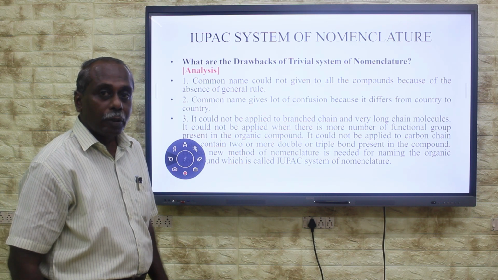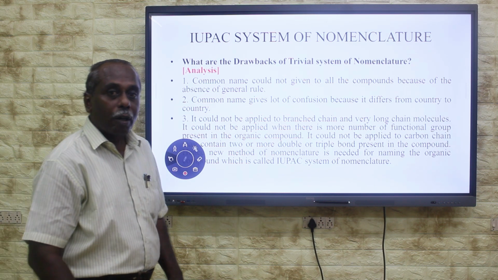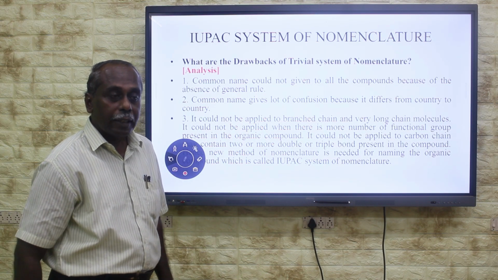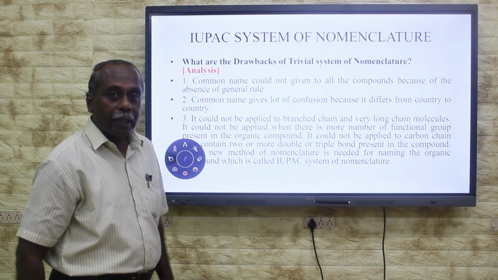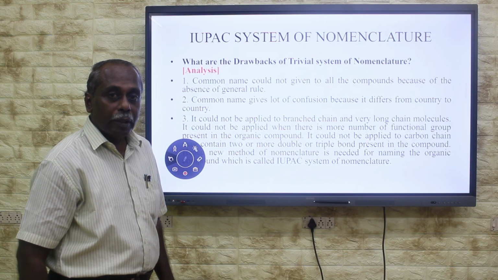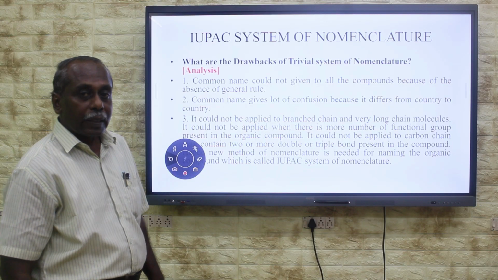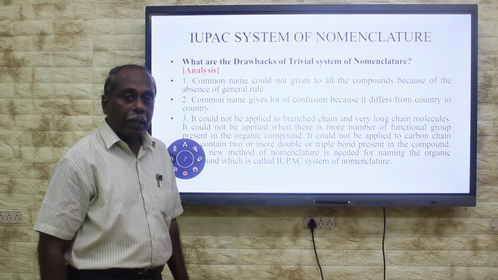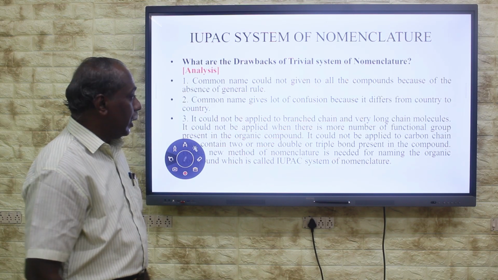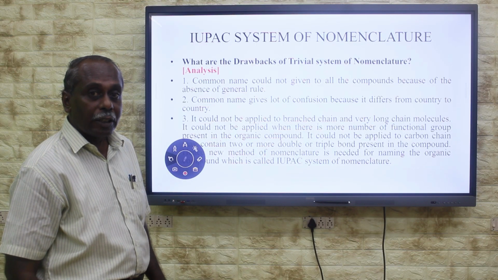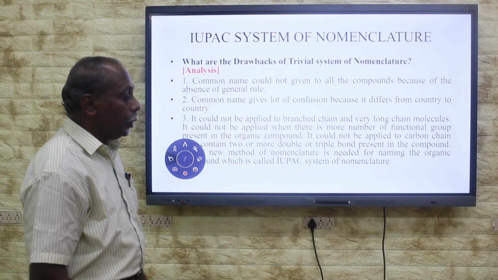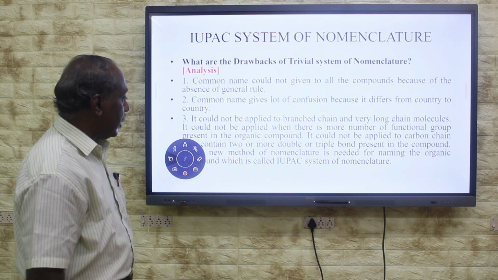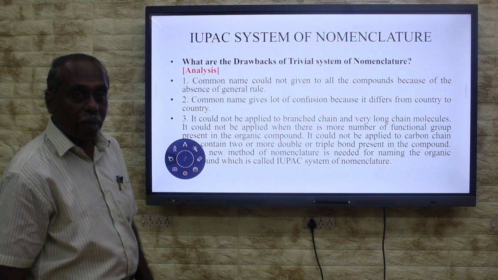It could not be applied to organic compounds which have two or more double bonds or triple bonds, or both bonds may be present in the carbon chain, and we can't give a name to the compound. Also, when there are more functional groups present in the compound, that method is not applicable. That is the major drawback in the trivial system of nomenclature. Hence, a new method of nomenclature is needed for naming organic compounds, which is called the IUPAC system of nomenclature.